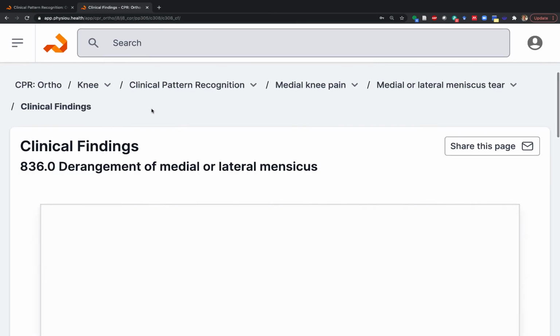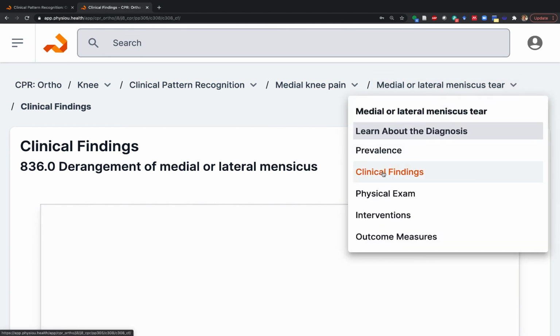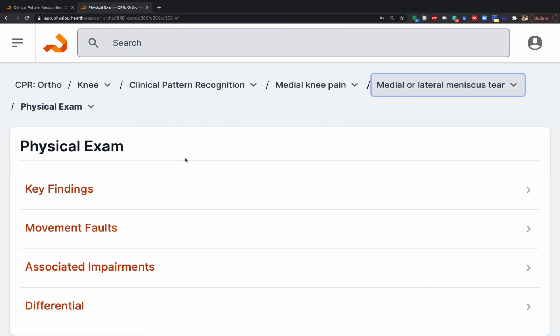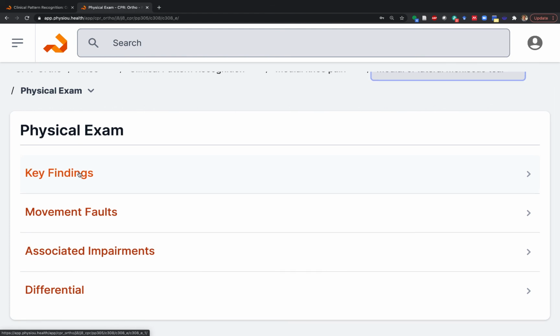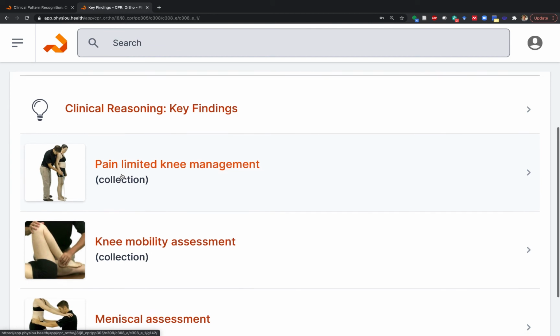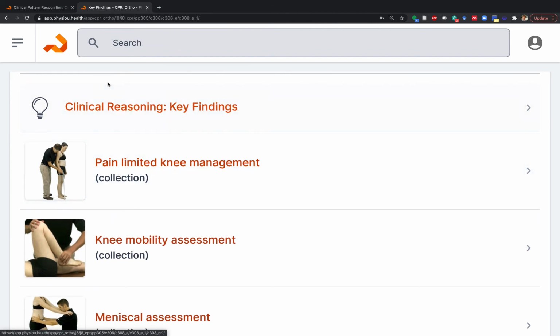So if I go back here to medial or lateral meniscus tear, I look at the physical exam. Here under key findings, the things that are most relevant for this particular condition, I want you to remember that you can watch the key findings clinical reasoning video. It gives you a quick summary. If the patient is highly painful, we put this here so that you would think, oh, pain and inflammation is a top priority. I need to help manage that first before I start doing all of my crazy testing.